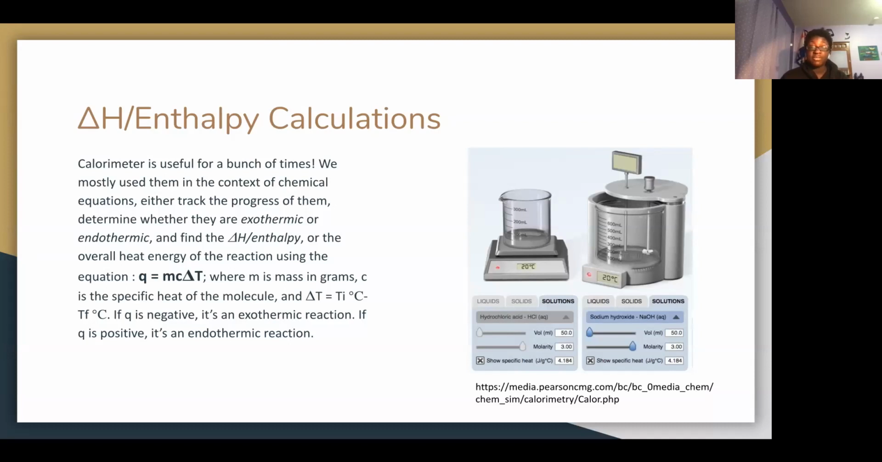If Q is a negative value, that means it's an exothermic reaction and the system gave heat energy to the surroundings. If Q is positive, then it's an endothermic reaction and the surroundings gave heat to the system.